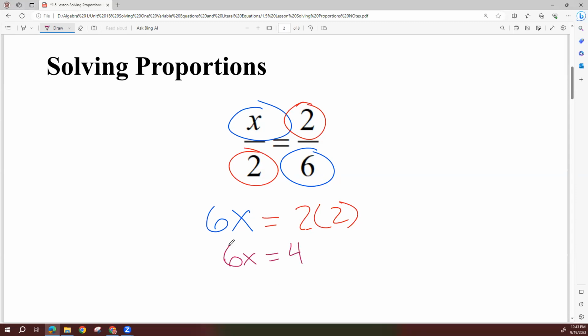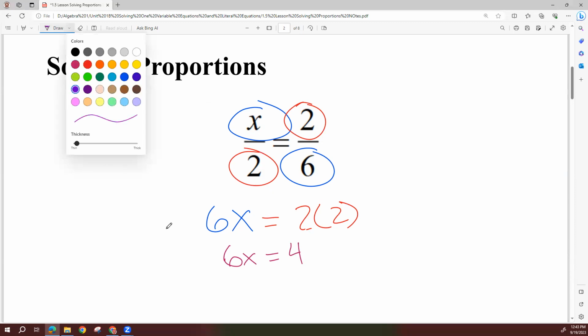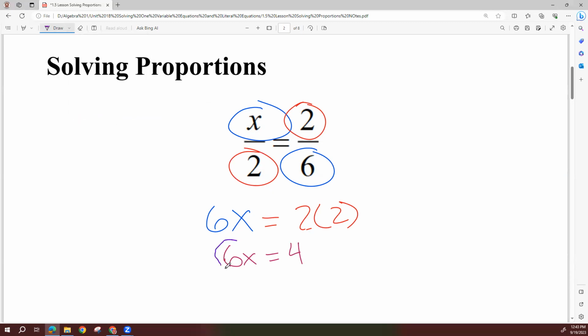I want to move that 6 away from the x. Right now, the 6 is multiplying the x, so when I move it over to the other side, it's going to do the opposite operation to 4. Right now, it's multiplying x, so when I move it over, it's going to divide 4.